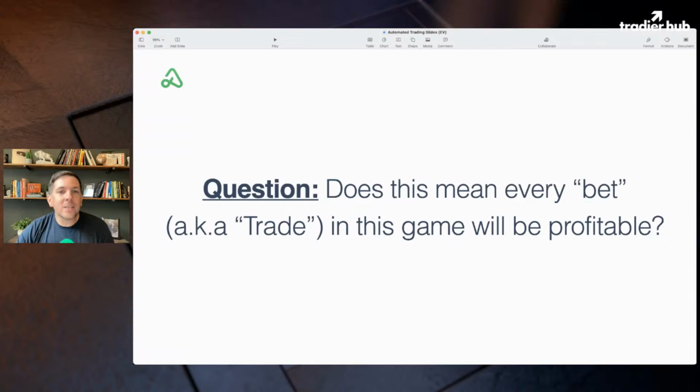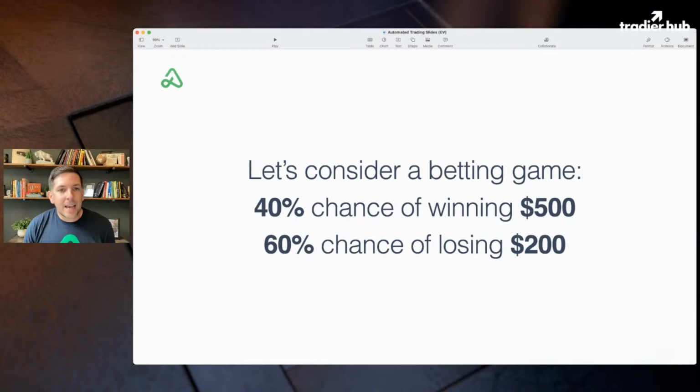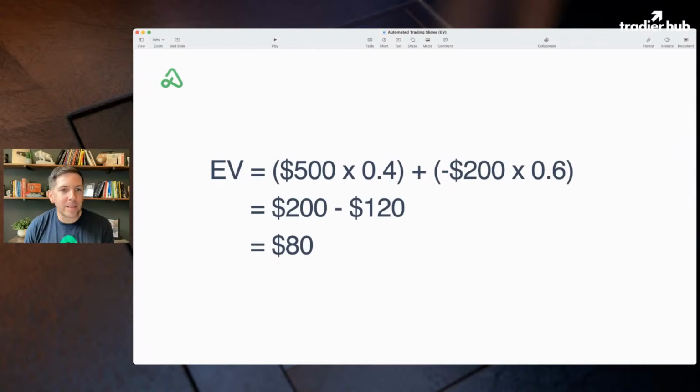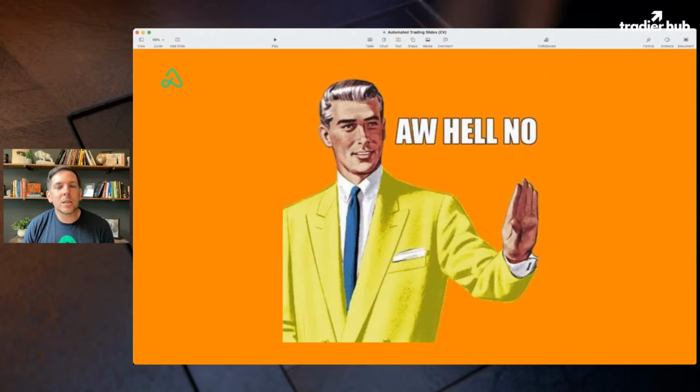Okay. Now the next question you should be asking yourself is, does this mean that every bet, or every trade in this game, will be profitable? So let me go back a little bit. I said that when you win, you win $500, and when you lose, you lose $200. Because the expected value is positive, does that automatically mean that every single trade or bet will be profitable? Hell no, it doesn't.